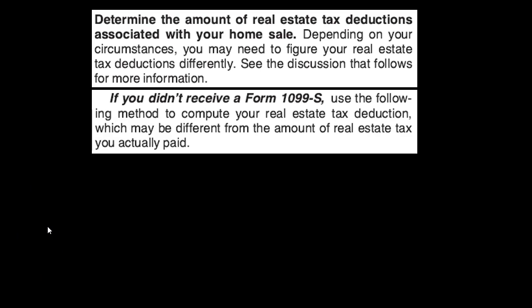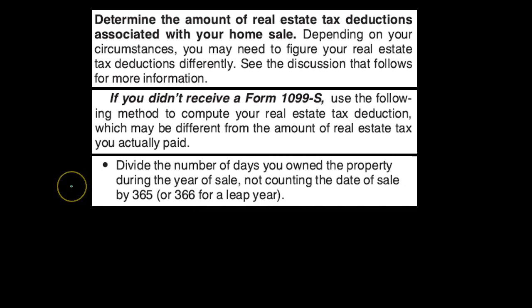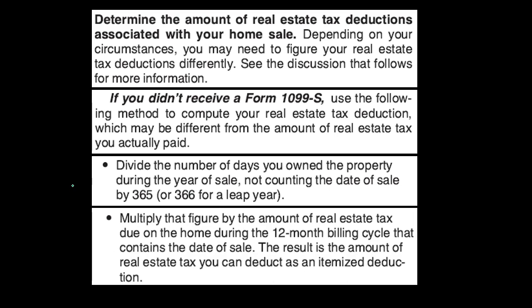If you didn't receive a Form 1099-S, use the following method to compute your real estate tax deduction, which may be different from the amount of real estate tax you actually paid. Divide the number of days you owned the property during the year of sale, not counting the date of sale, by 365 or 366 for a leap year. So 365 typically being the days in a year, 366 if leap year.